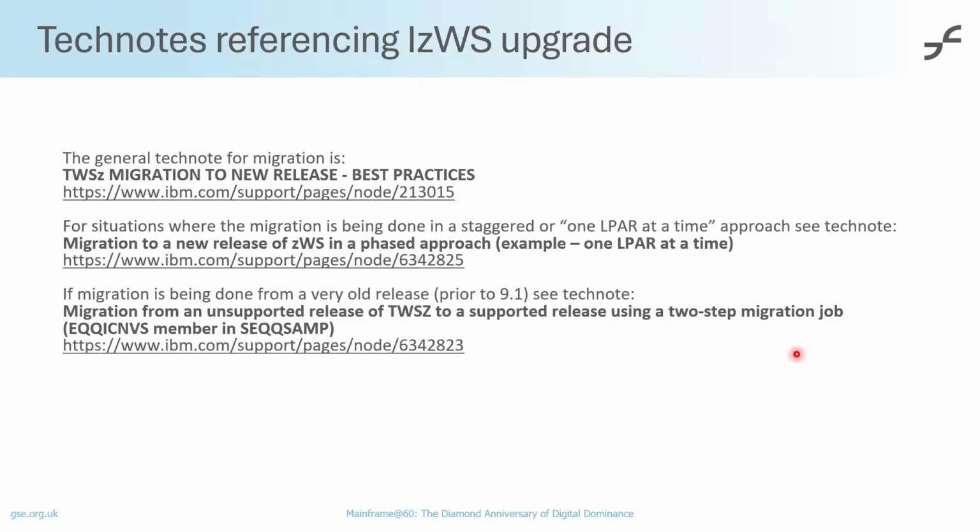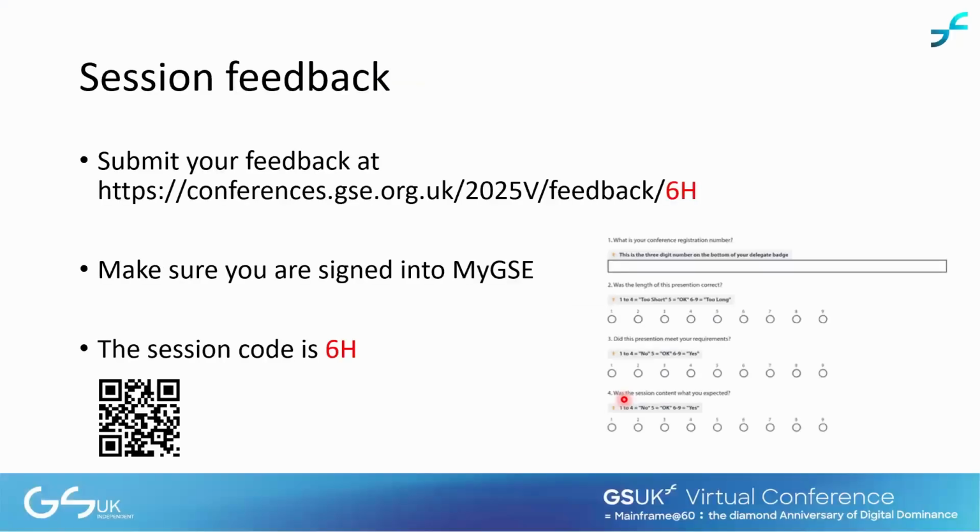Here are a couple of tech notes that you might want to have a look at before planning your upgrade. In particular, in the last one, we give you some information about how to perform a two-step migration. So let's say you are running an upgrade from 9.1 to 10.2, or even before 9.1 to 10.2, you will have to perform it in 2 steps at least. And so here are some notes about it. So that's the end of this session.